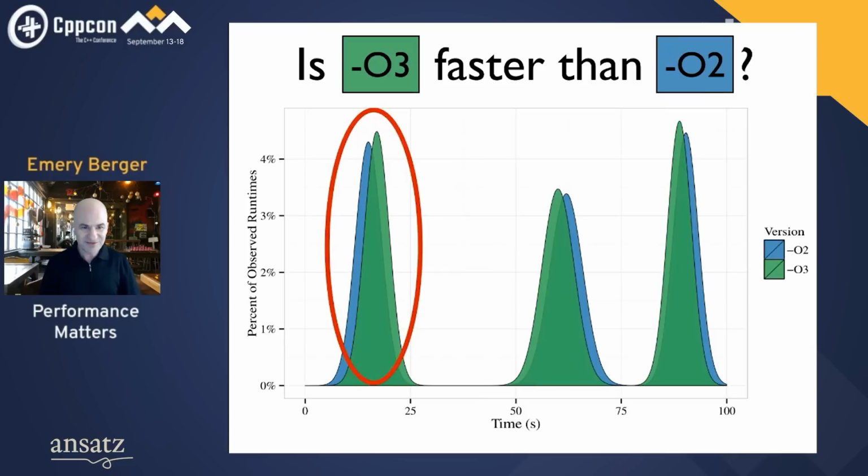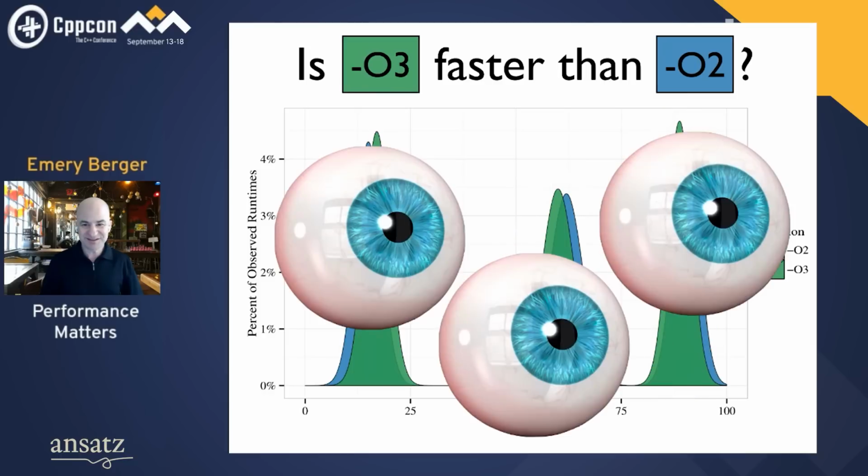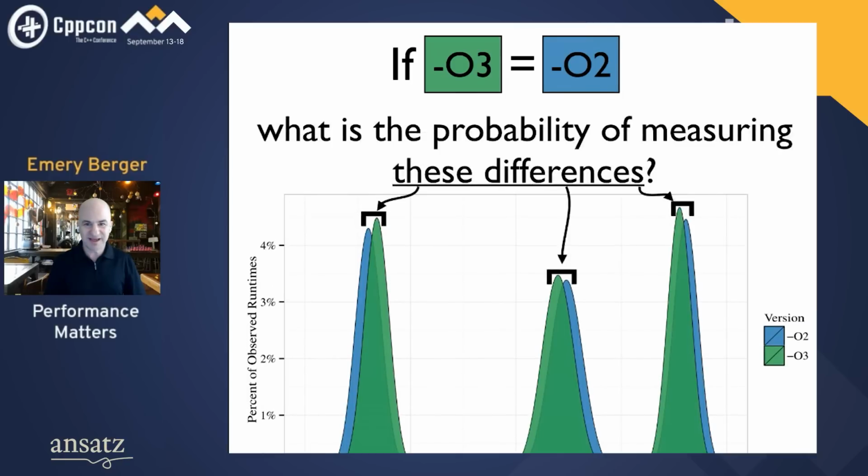Here you can see that -O3 is slower, and then here -O3 is faster. So is -O3 faster? We look at these graphs. This is eyeball statistics. Again, not the way we should be doing things. Let's reframe it in terms of the null hypothesis. The null is that they're equal. And is it likely that we would observe these differences by chance?